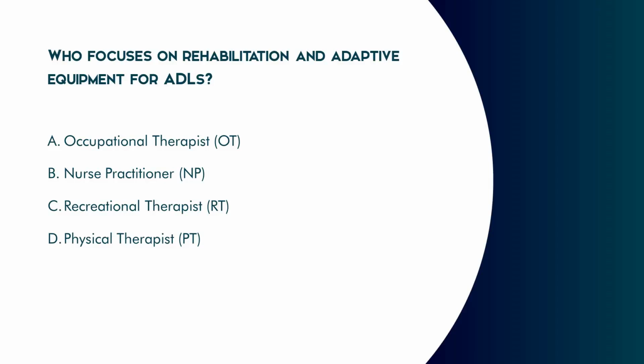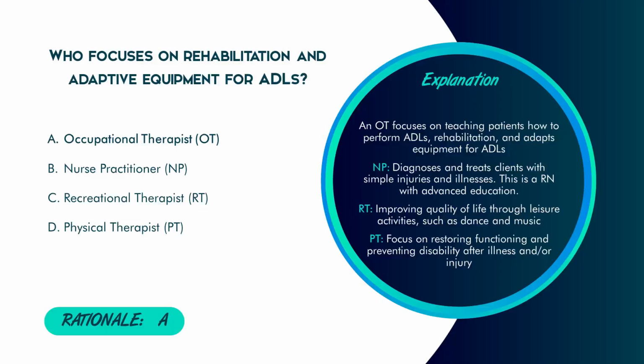So let's keep going. So A is the OT, which is the occupational therapist. B is the NP, which is the nurse practitioner. C is the RT, which is the recreational therapist. And D is the PT, who is the physical therapist. So remember, if you read the question, always try to read it 3 times over. So their focus here is rehab or rehabilitation and adaptive equipment. The right answer is A, OT.